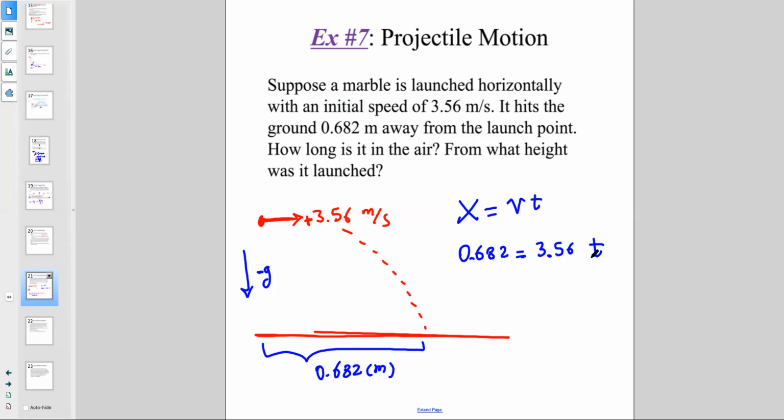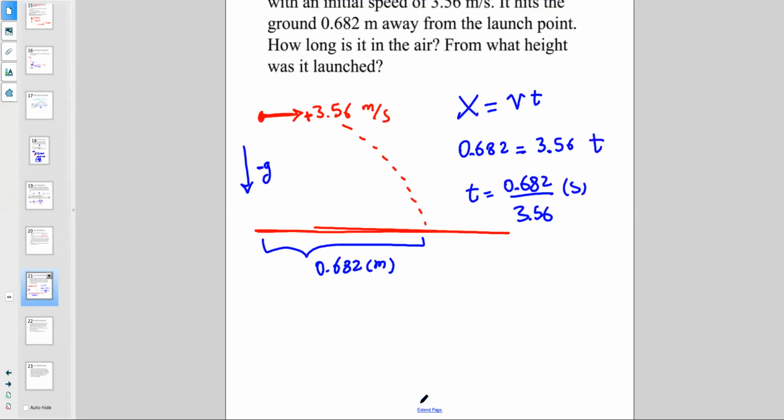How long is it in the air? So I can find the time. It's asking to find the time. So time is then 0.682 over 3.56. Whatever it is in terms of seconds. Now, from what height was it launched? I can easily find that as well.